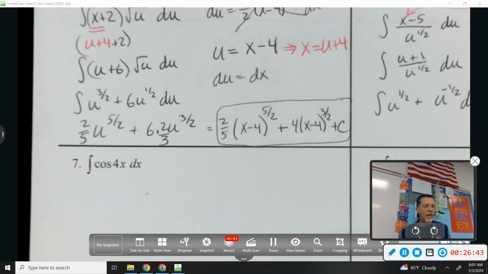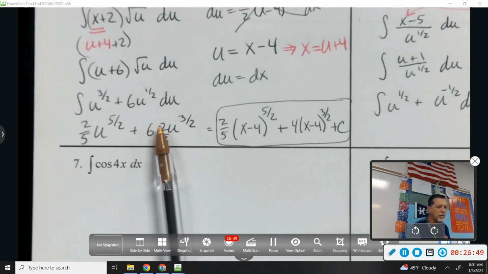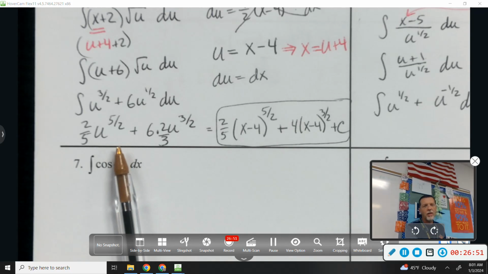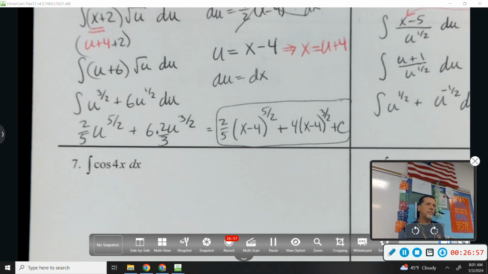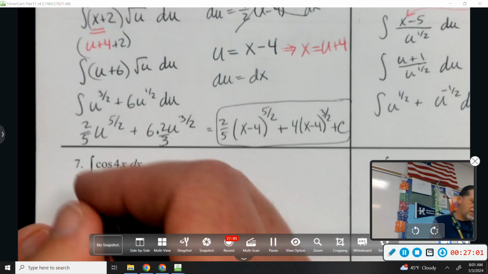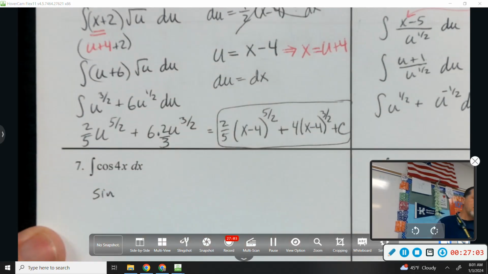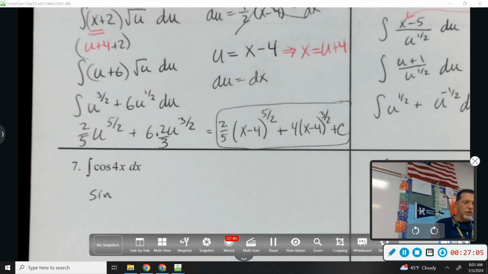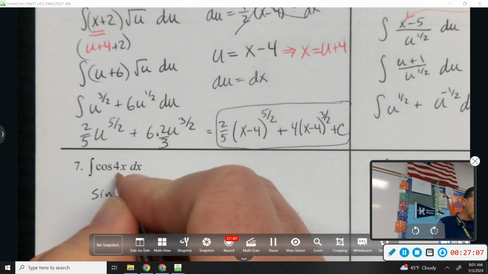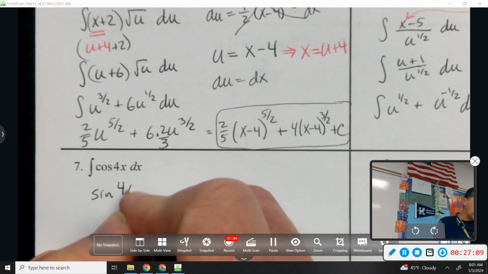Number 7. Okay, 7 in some people's minds is going to be an easier problem than those last two, because forget about the 4x for a minute. Who has a derivative of cosine? Like, how do I go backwards from cosine? Is it positive or negative sine? Positive, right? The derivative of sine is cosine. The argument's got to be 4x because that can't change.